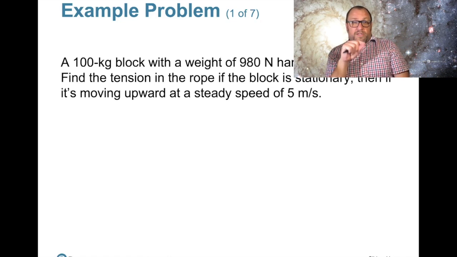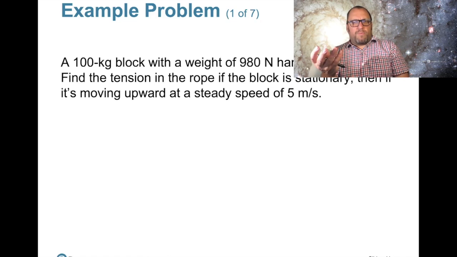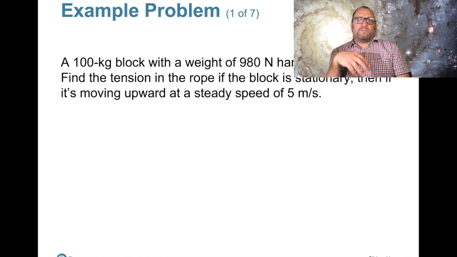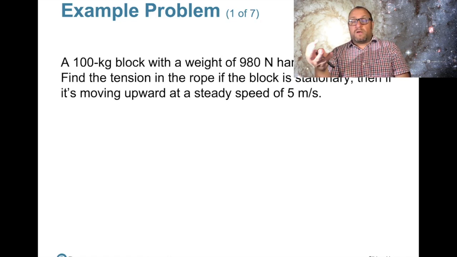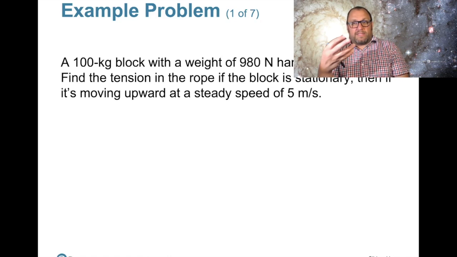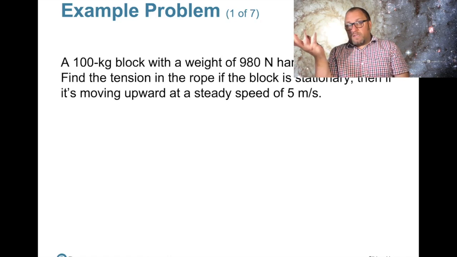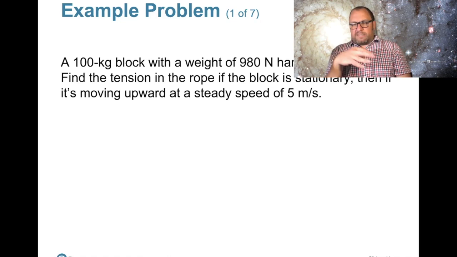So a 100 kilogram block with a weight of 980 newtons hangs on a rope. Find the tension in the rope if the block is stationary. Then if it's moving upwards at a steady speed. Why did they tell us that it weighs 100 kilograms and then they tell us the force it hangs on a rope? Okay, it has a weight of 980 newtons. Well, the answer is this. It's the same in both of them.